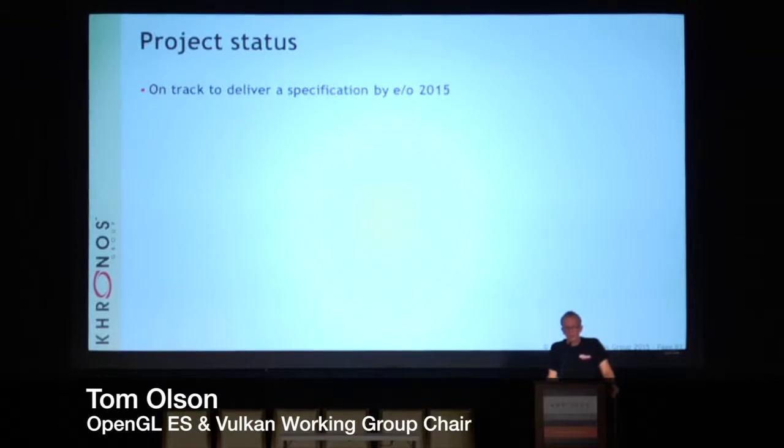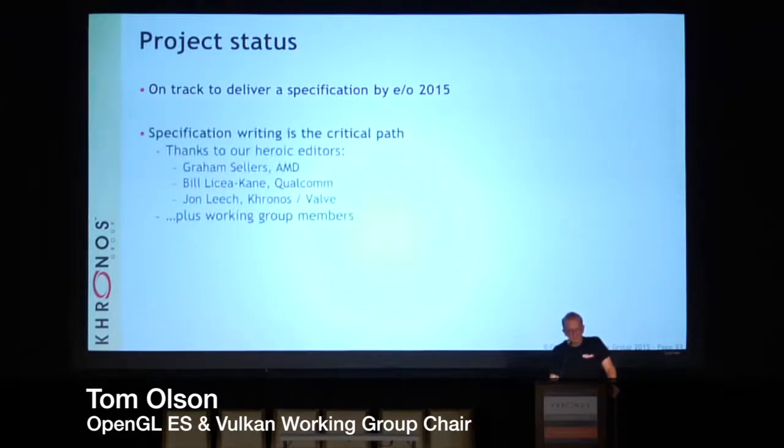Where we think we are, we're on track to deliver a spec at the end of this year. That's what we said we would do at GDC, and it looks like we're on track. We're not going to be way early, but we should make it. The critical path is turning out to be creating the spec document. We kind of know what the API is. The SDK, as you'll hear, is in pretty good shape, and conformance too, but we're all pitching in to try to make this happen.